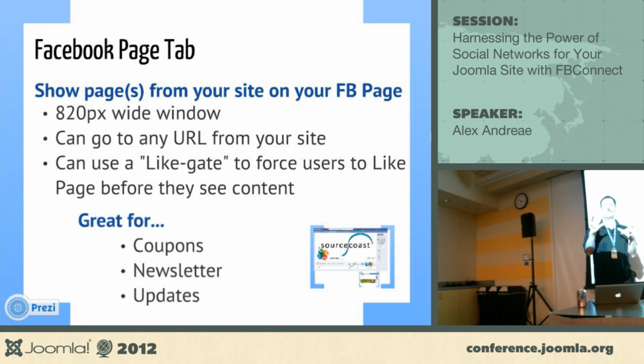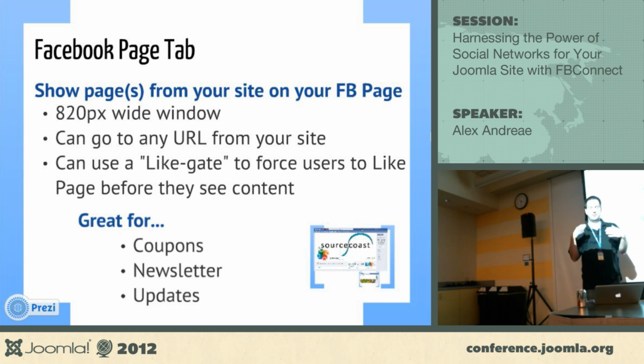Before, when a user came to your Facebook page, that page could be your website. Now, it always will show your activity stream. A user has to go an extra click to see this page tab, and I'll show you what the page tab is. But basically, it's an 820 pixel wide view into your site. It's an iframe that goes to your website. You can show any URL from your site, and so that can be your home page, which can be good. But more useful for it, it's great for putting a coupon up or putting a newsletter sign-up form or some sort of update on your Facebook page.